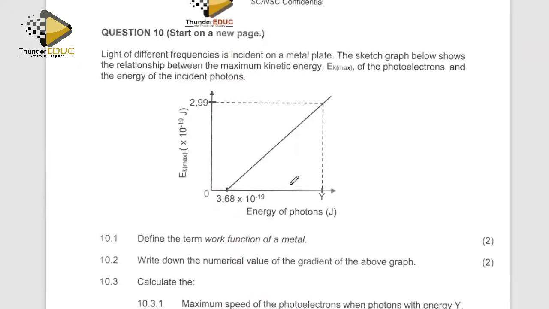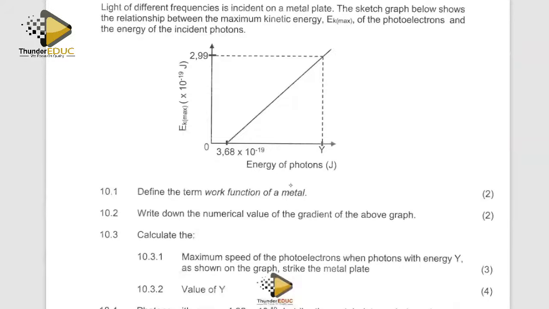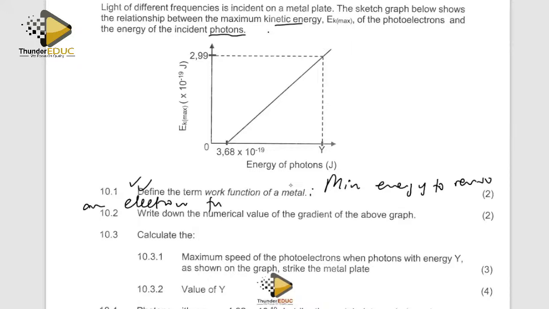And then question number 10, they are telling us light of different frequencies is incident on a metal plane. The sketch below shows the relationship between the maximum kinetic energy of the photoelectrons and the energy that will be incident. Define the term work function. So work function is more like the minimum energy required. Okay, minimum energy required to remove an electron from the metal surface. From the metal surface.